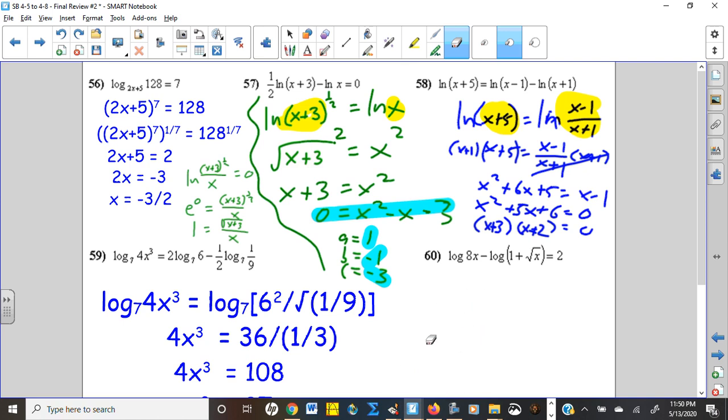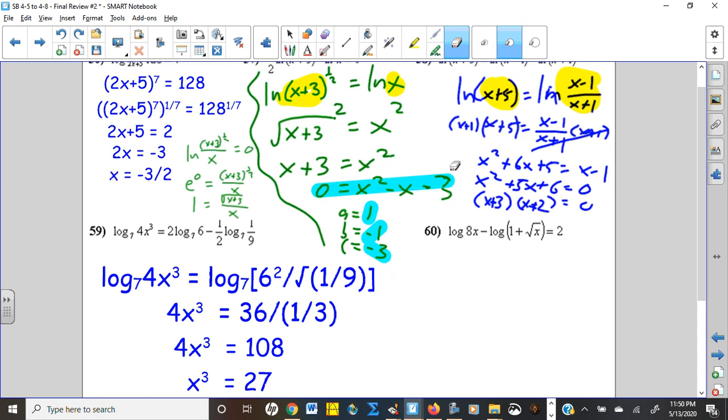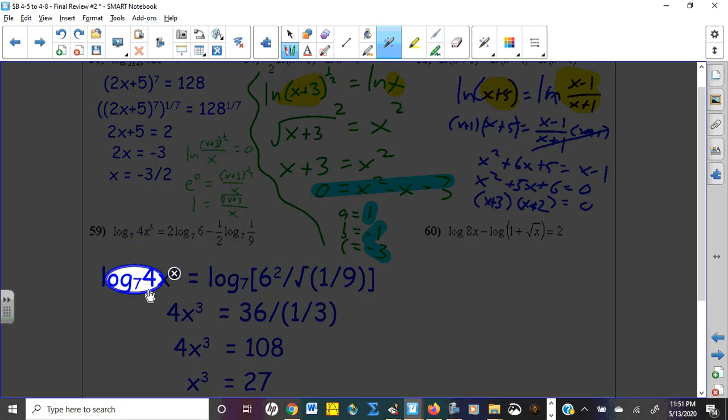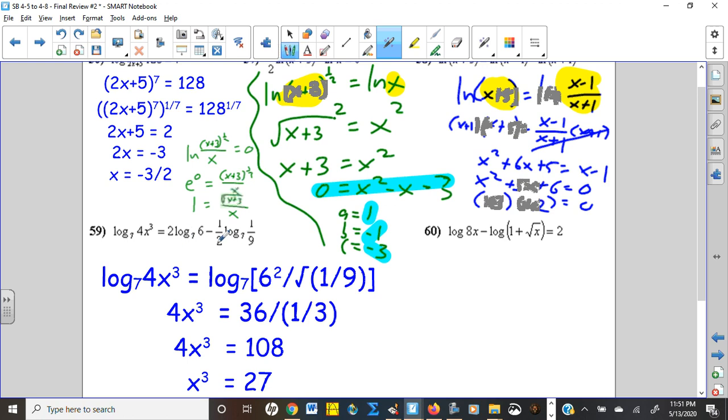All right, next question that was asked was 59. So this one I actually typed out. Isn't that nice? Well, here's what we got. On one side, I just got a log ready to work, so I'm not going to do anything with that. There's not much I can do with it, right? But on the other side, I've got a whole bunch of messy stuff.